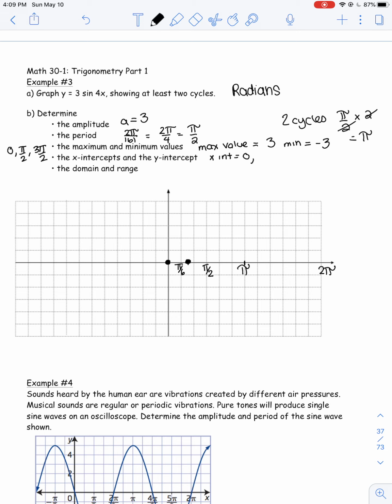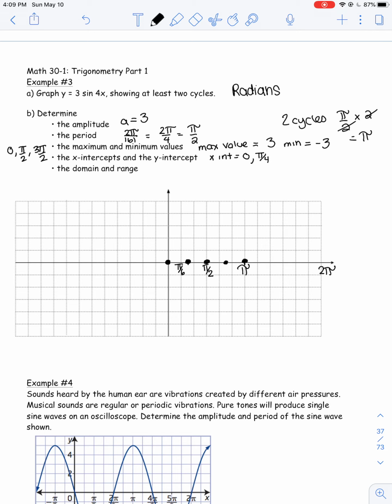So trace, if you go pi divided by 2, that would be your next x-intercept. There's an x-intercept right there. Then halfway again, and then pi. These are all x-intercepts. So I'm graphing those first. So I'm going to write down those values.